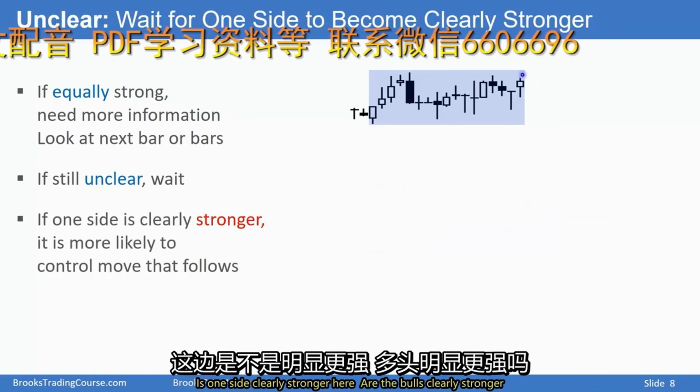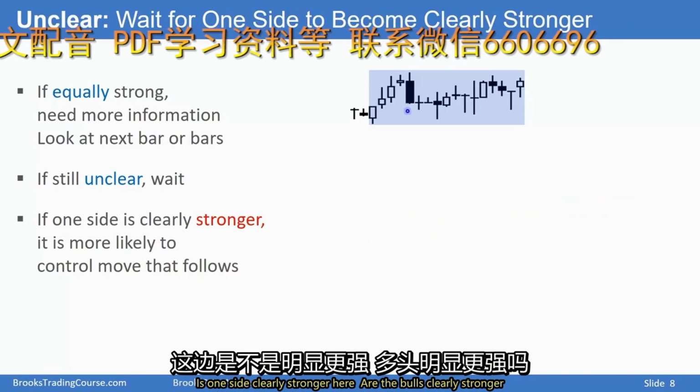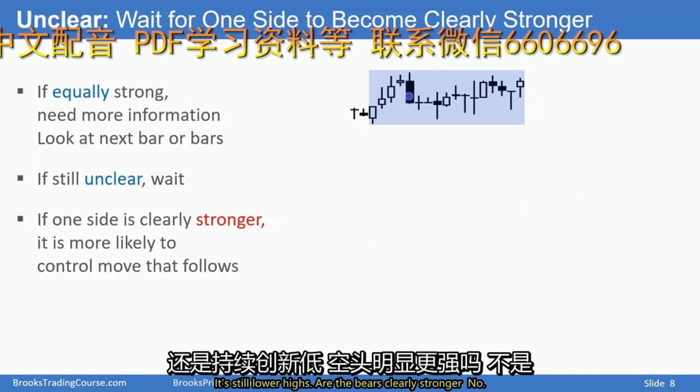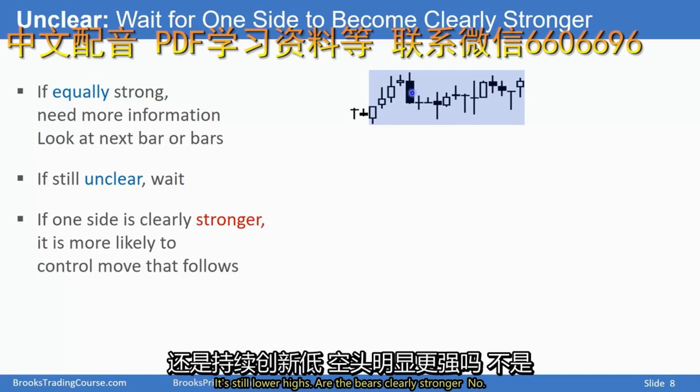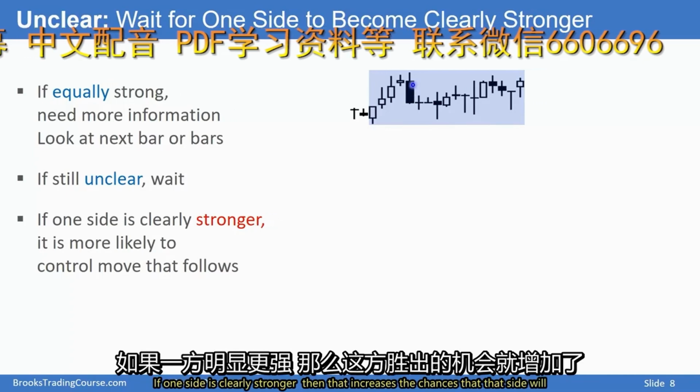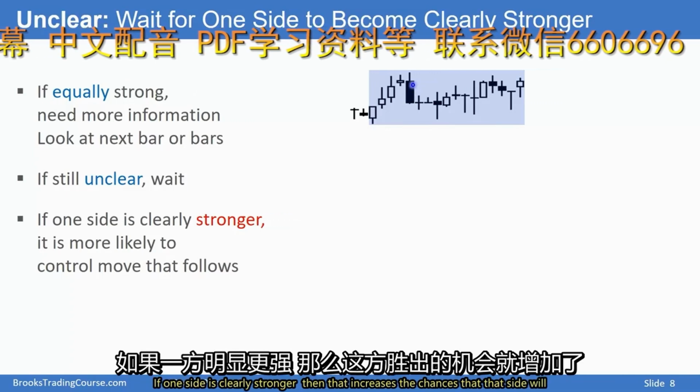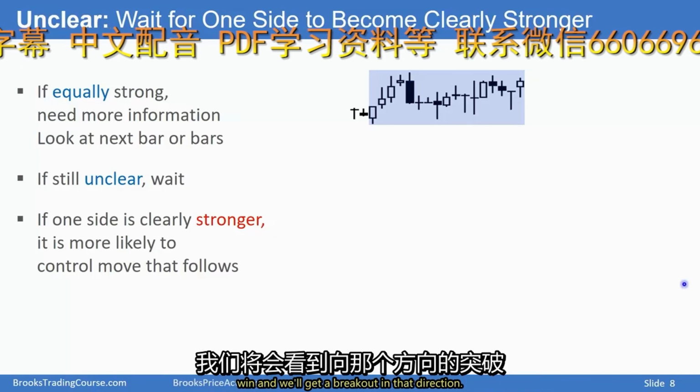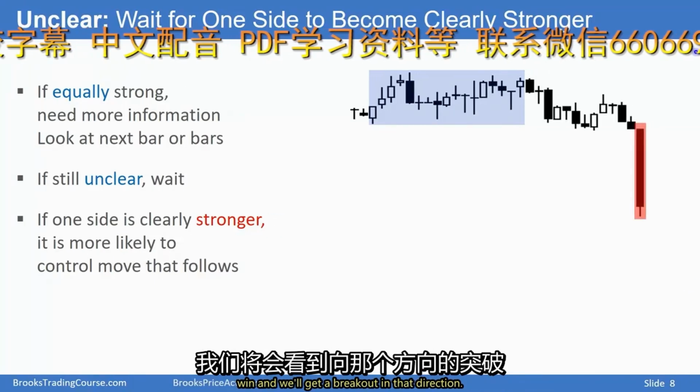Is one side clearly stronger here? Are the bulls clearly stronger? It's still lower highs. Are the bears clearly stronger? No. If one side is clearly stronger, then that increases the chances that that side will win and will get a breakout in that direction.